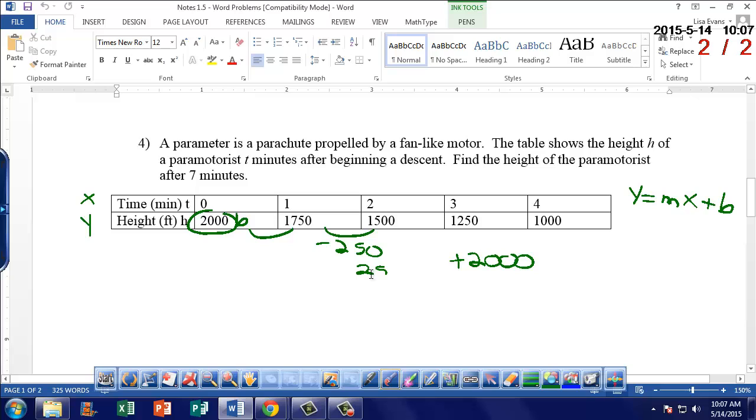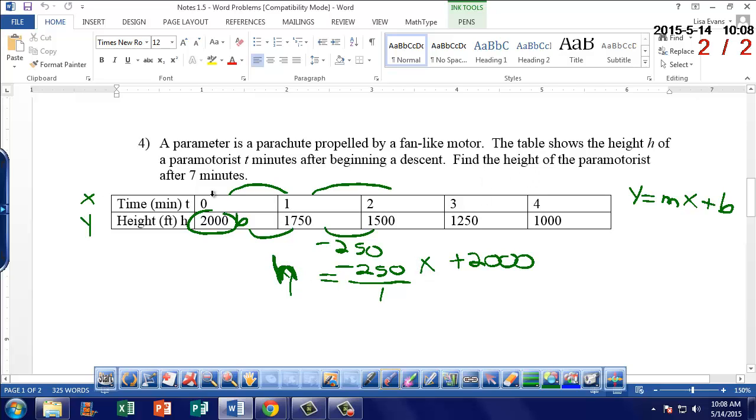So we're going to have negative 250x. What's our run? Our run is going up 1, so negative 250 over 1. This equals y. Okay, now what is our x and y? Our y is height, so I'm going to change our y to h. And our x is t.